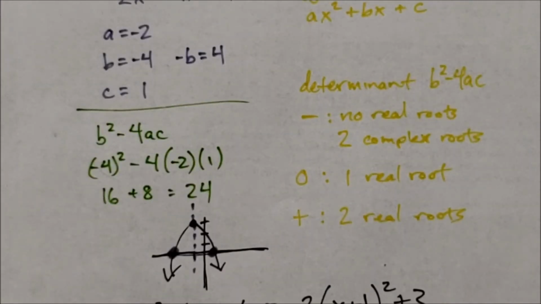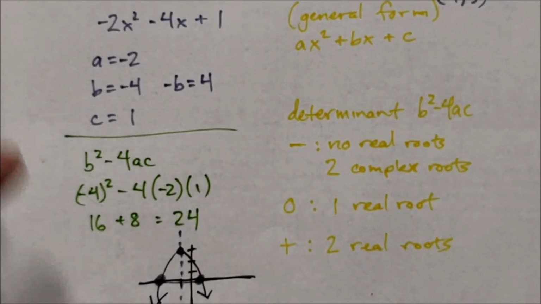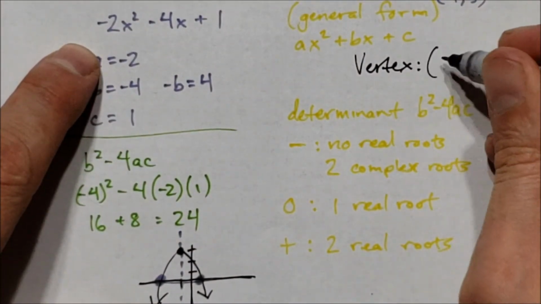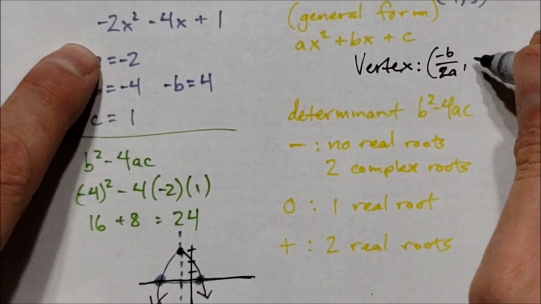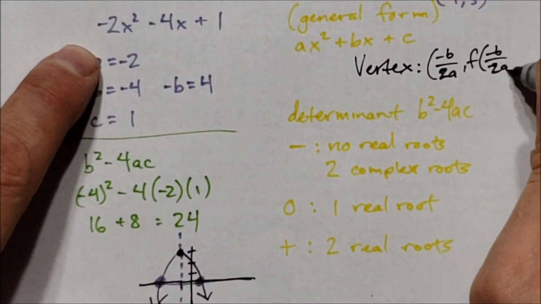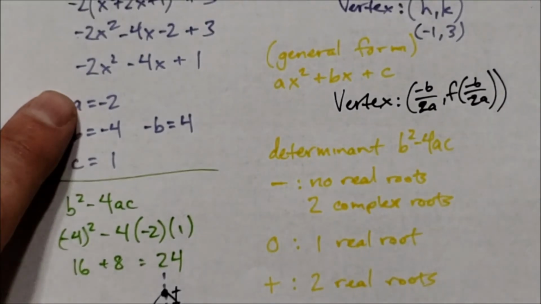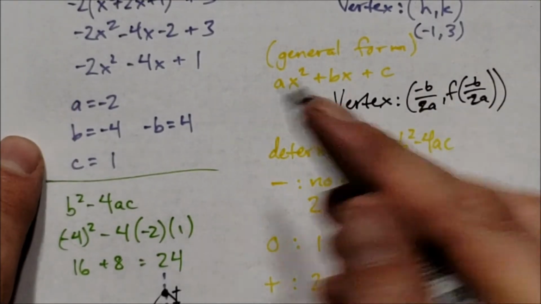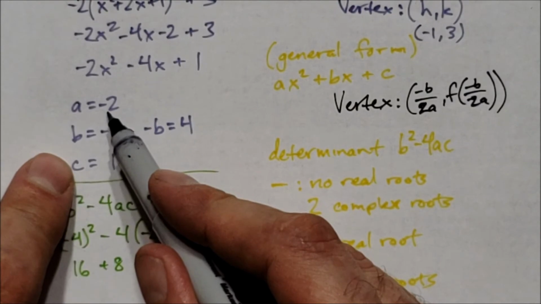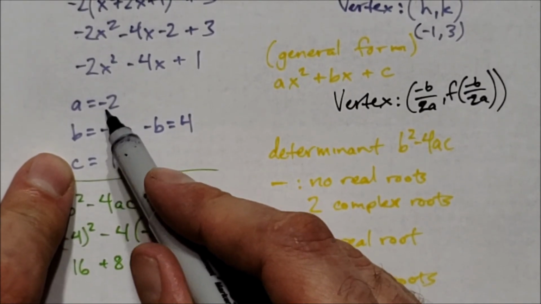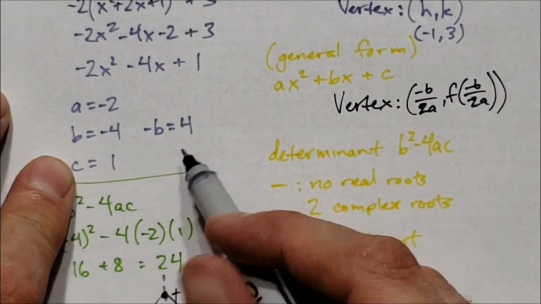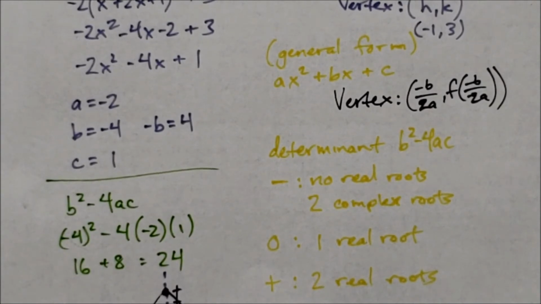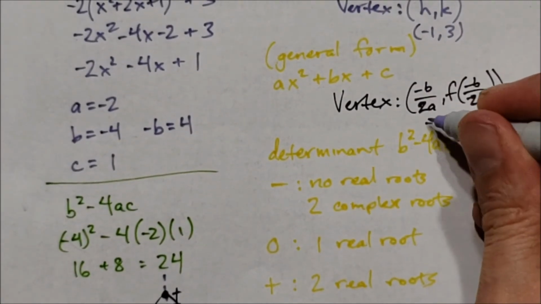From our general form, looking at this right here, we want to find the vertex. I'm claiming this is negative b over 2a, comma, and then we plug the negative b over 2a back in for an xy point. It should be negative 1, 3. Well, what is negative b over 2a? Negative b is 4. 2a is negative 2 times 2, which is negative 4. So it's the 4 over negative 4. Let's write that down. 4 over negative 4 is negative 1.